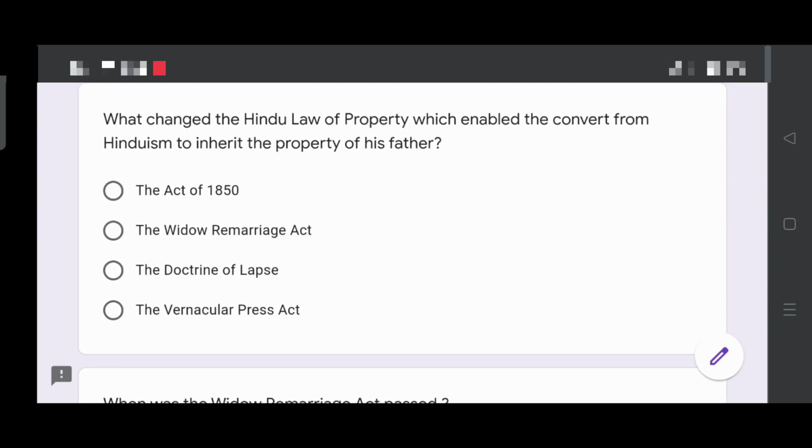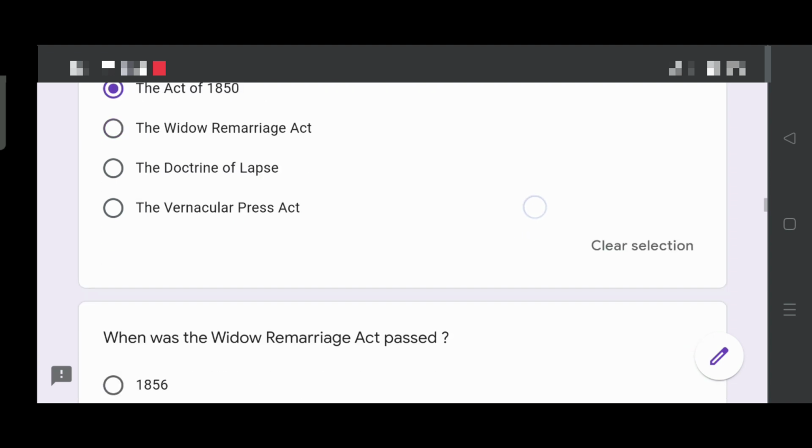The next one. What changed the Hindu law of property which enabled the convert from Hinduism to inherit the property of his father? The Act of 1850, the Widow Remarriage Act, the Doctrine of Lapse, the Vernacular Press Act. Well, it is the Act of 1850 that changed the Hindu law of property, and the Hindus regarded it as an incentive to giving up one's religious faith. So, this is one of the laws that interfered with the religion and customs of the people.